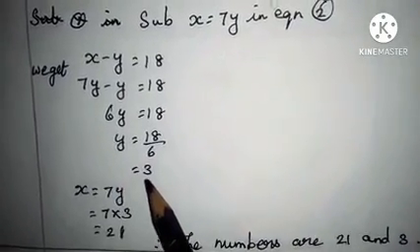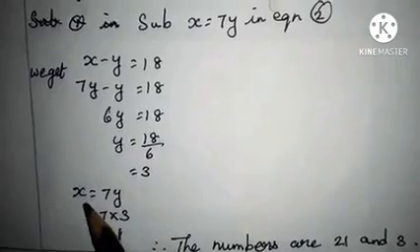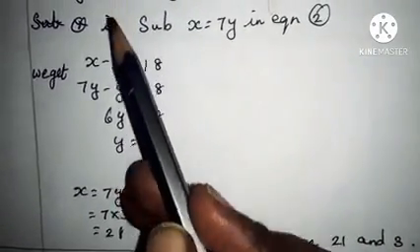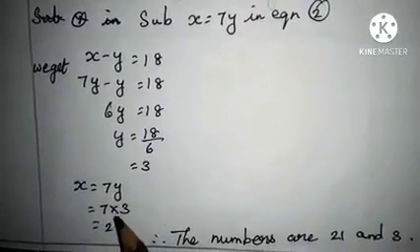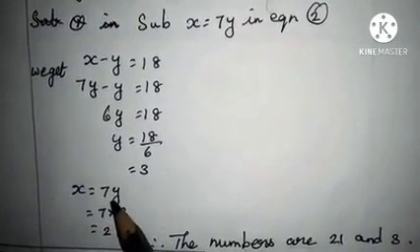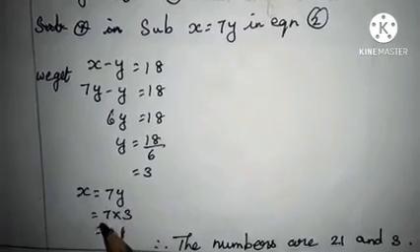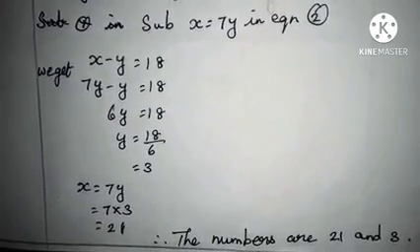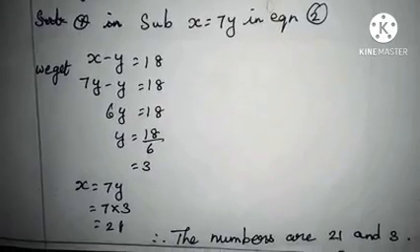Using this value, we are going to find the value of x, that is x equal to 7y. You can take either equation 1 or equation 2. Here I am taking equation 1, x equal to 7y. Substituting 3 for y, we get 7 into 3 is equal to 21. Therefore, the numbers are 21 and 3.